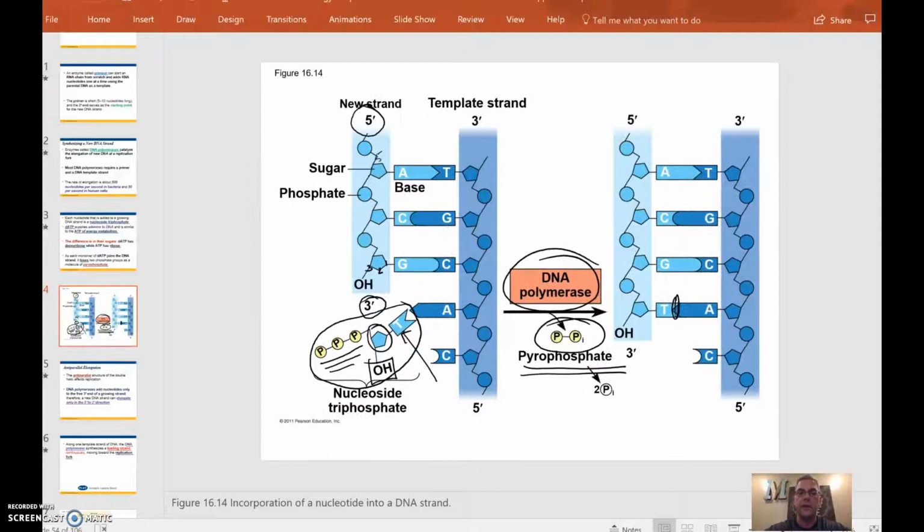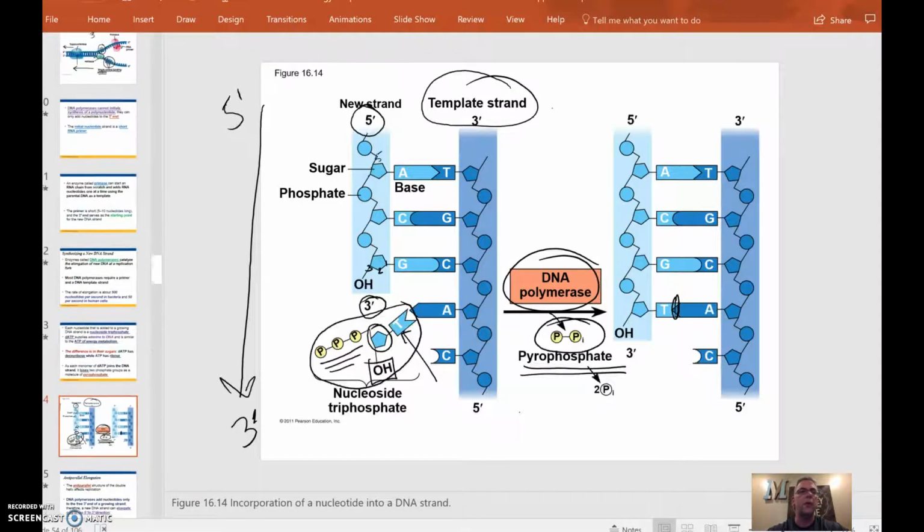So as we take a look at these 2 strands, this is serving as our template right here. The template is oriented with a 3' up here and a 5' there. Our direction of movement, if we're moving from the top of the screen to the bottom, is allowing us to continuously add, because this end on the new strand is 3' and 5' would be towards the top of our screen.